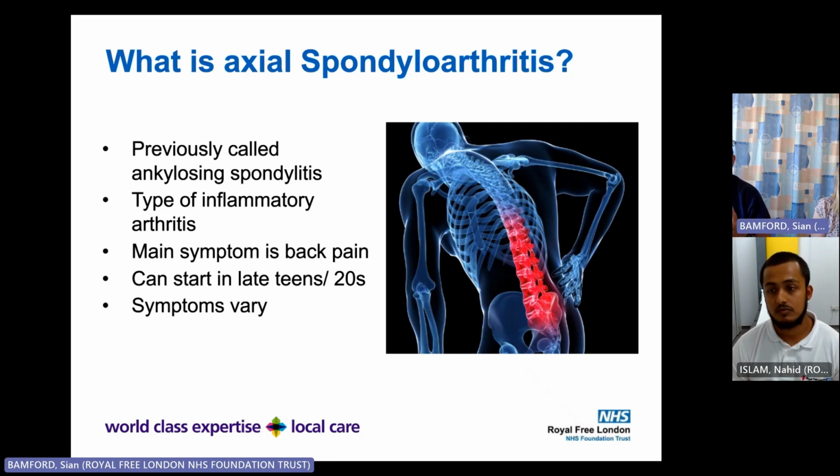The word axial basically means the spine area, and it's an arthritis, usually an inflammatory type of arthritis that affects the spine. Most of you who have this condition will have back pain as the predominant symptom. Back pain being really common.